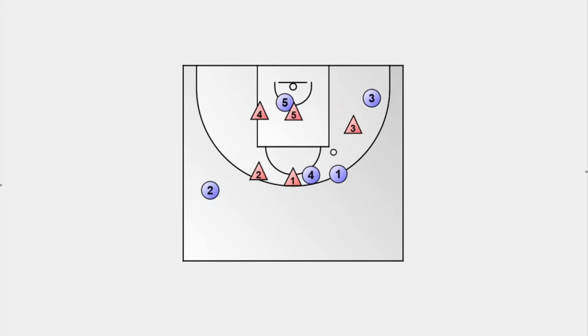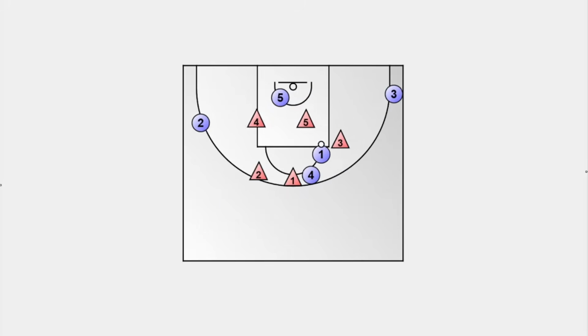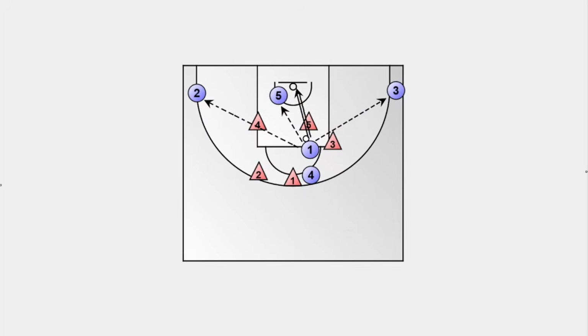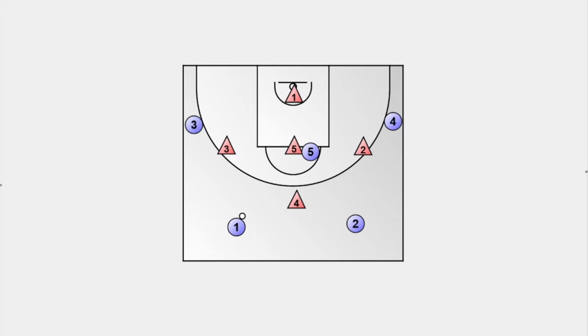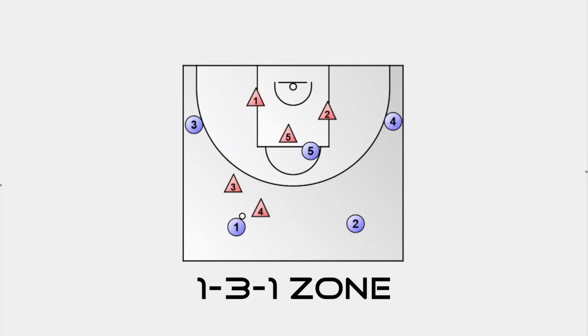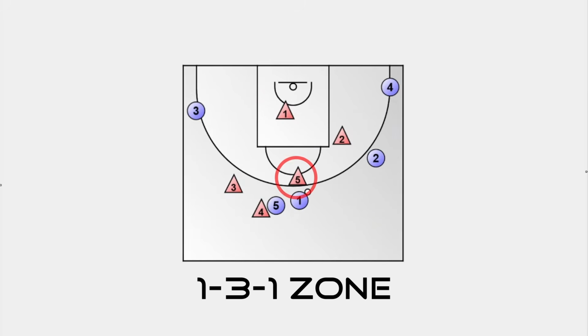Let's rewind and look for another opportunity. Player number 1 can also drive straight to the middle of the zone and collapse the whole defense. It also works fantastic against a 1-3-1 zone. Again, the high post sets a back screen on the top defender. By going right off the screen, we get player number 5 to step up and create an overload on the right side of the court.